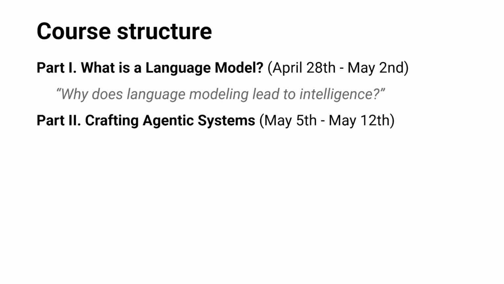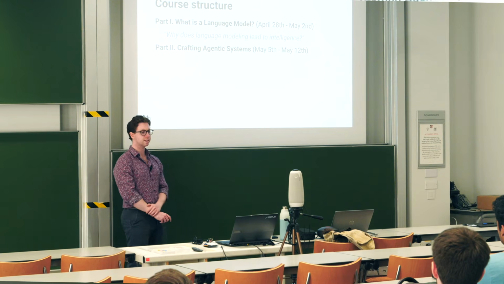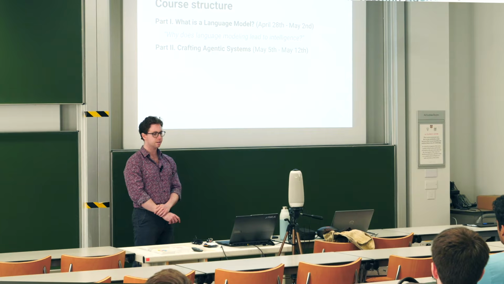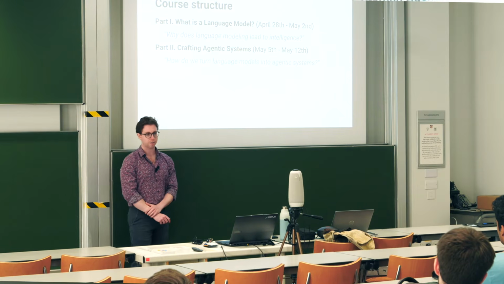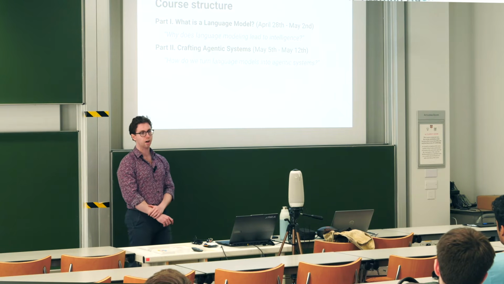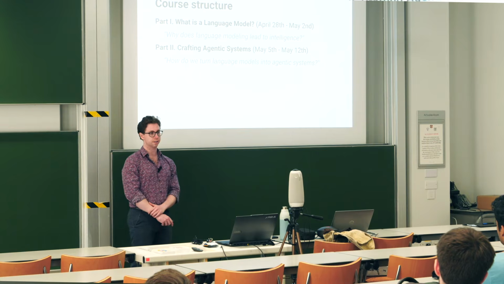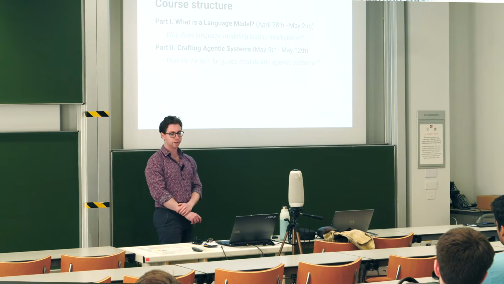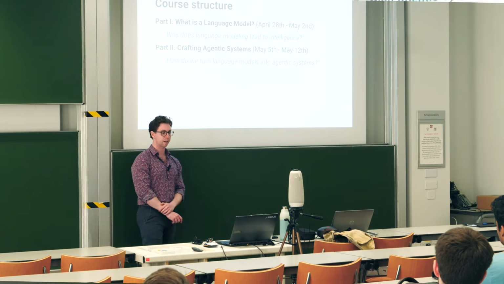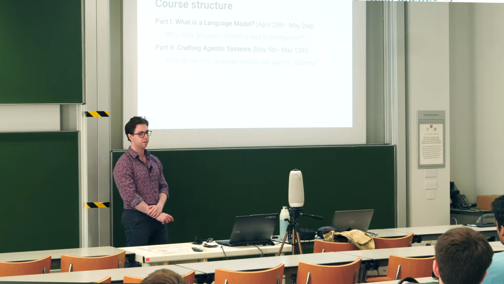Part 2 is on crafting agentic systems. So this is the next few lectures. And in part 2, we're going to focus on how do we turn language models into agents. So how do we turn something that models language into something that we can properly call AI, something that can take actions in the real world, something that can pursue goals, all that kind of stuff.